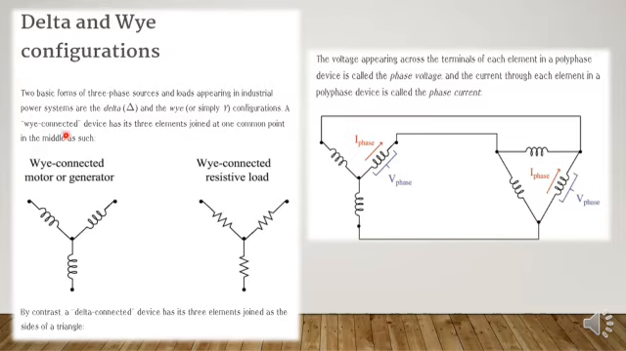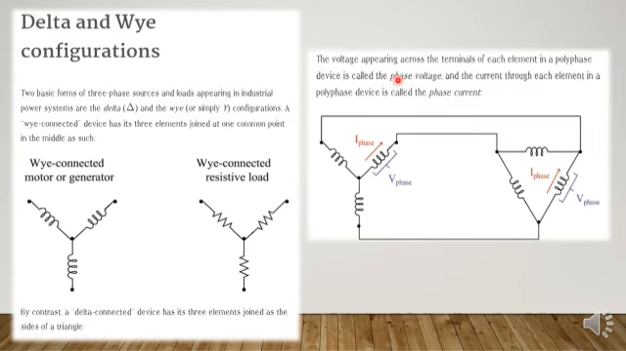A Y-connected device has its three elements joined at one common point in the middle. As such, the Y, alam niyo naman na itsura niyan. At yung delta naman has three elements joined as the sides of a triangle. So, ito yung delta. Pamilya tayo dyan.